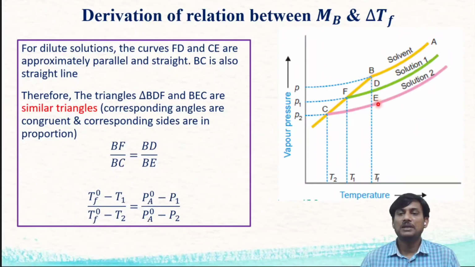It means BD by BE is equal to BF by BC. So here BF is the difference between Tf° and T1, and BC is the difference between Tf° and T2. BD is the difference between P and P1.